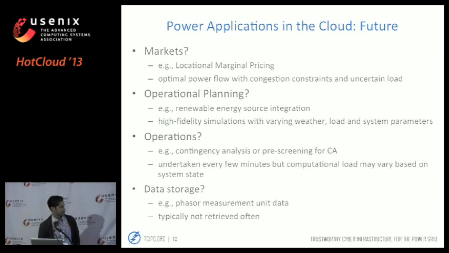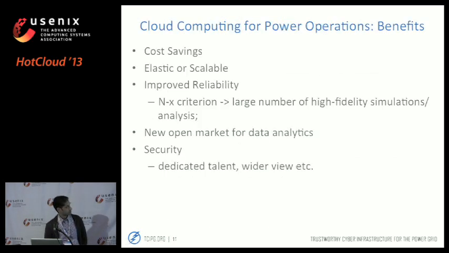So just to quickly go through the applications: these are the kind of applications run, and as you can see, the computation needs vary. So you could leverage the elasticity provided by the clouds. Let me move on. So here are the drivers. They're not really that different from other applications: cost saving, elasticity, and improved reliability.